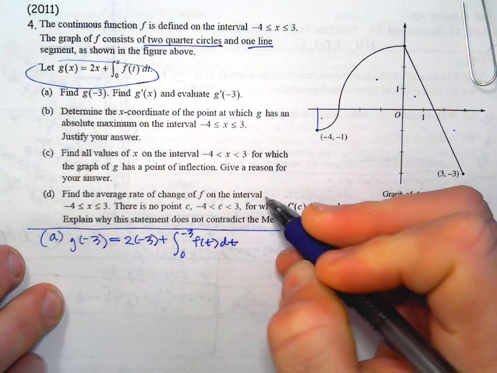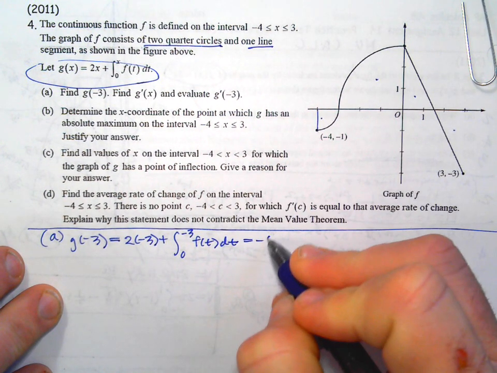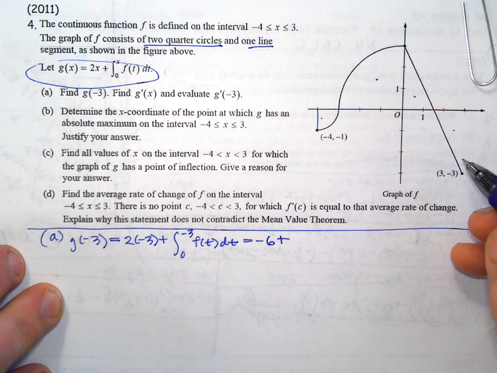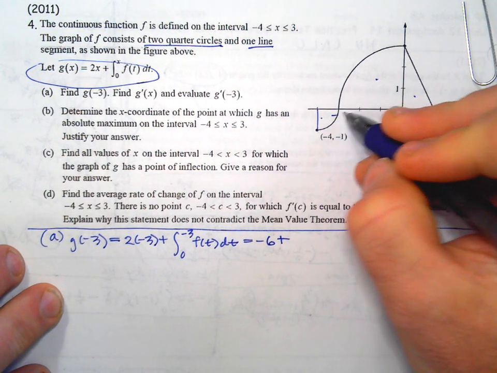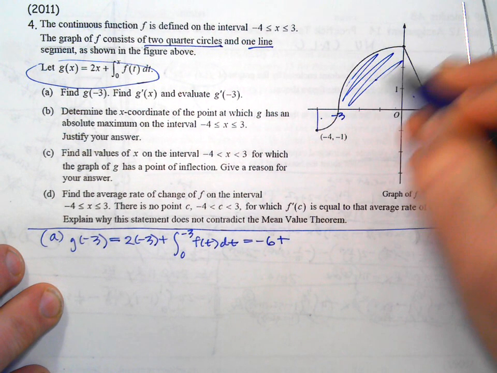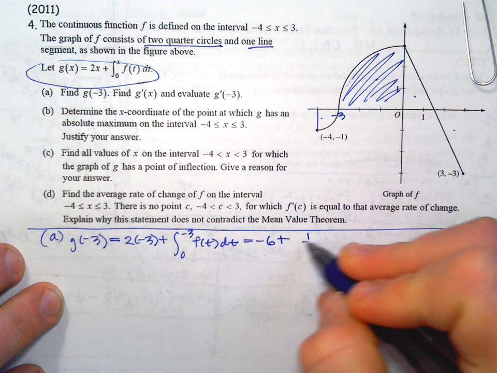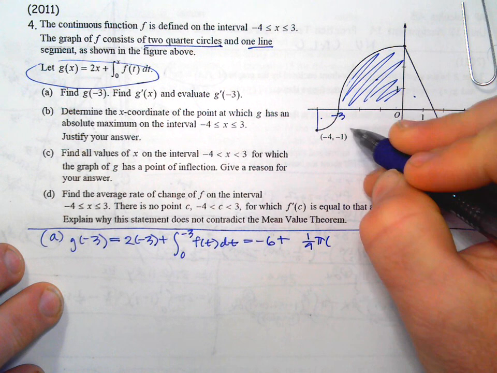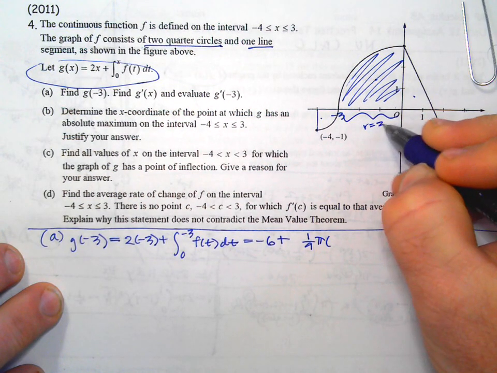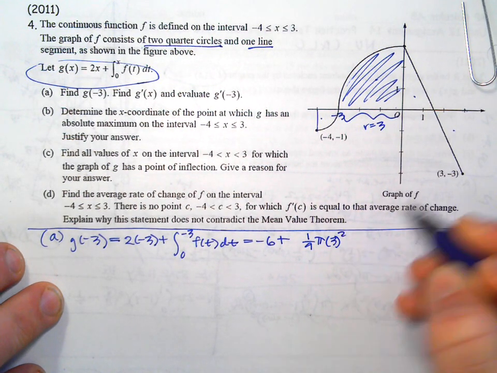And we're going to find the answer. So it's -6 plus, now looking for the area from 0 to -3. So that's this area right here. And it's a quarter of a circle. So it's 1/4 pi r squared. The radius is 3, positive always.